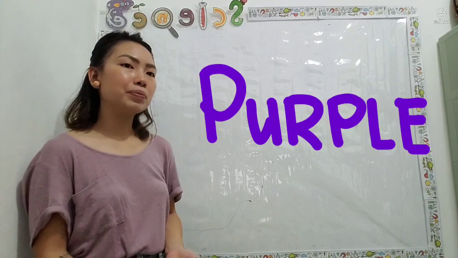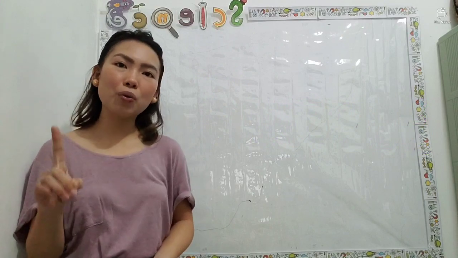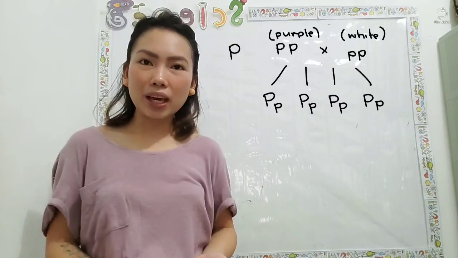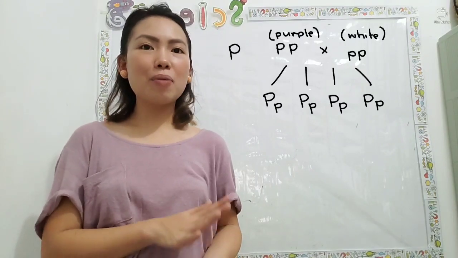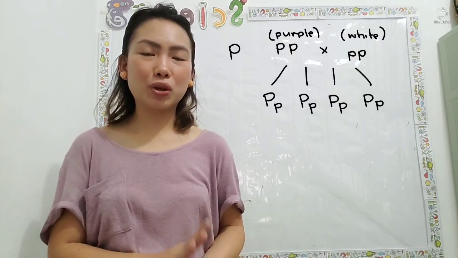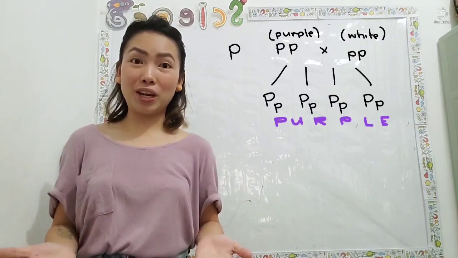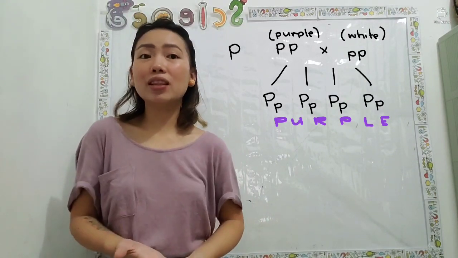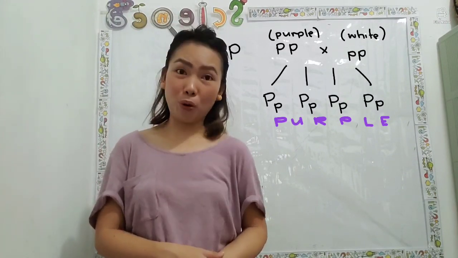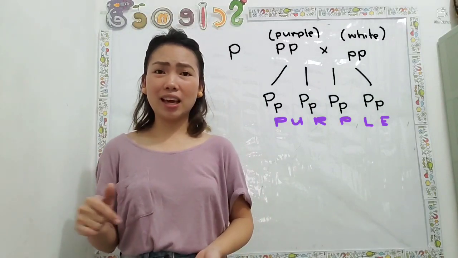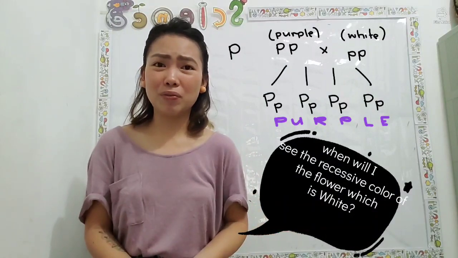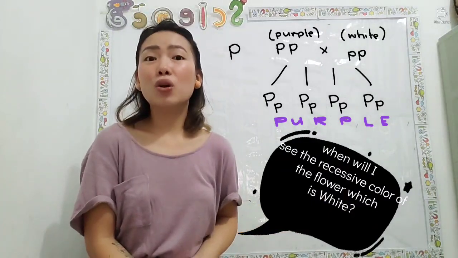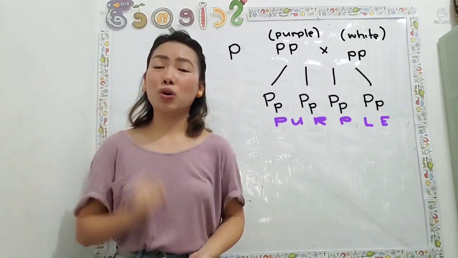So meaning to say, on the first try of our monohybrid cross, kapag kinrossbreed natin ang isang puti sa isang purple na bulaklak, ang mangyayari is the result of the cross will be all purple. Meaning to say, lahat ng kulay na lalabas na bulaklak ay yung dominant na kulay, which is the color purple. Now, the question is, kailan ko makikita si recessive? Kailan ko makikita ang bulaklak na magkaroon ng puting kulay? Okay, so that would be our question.